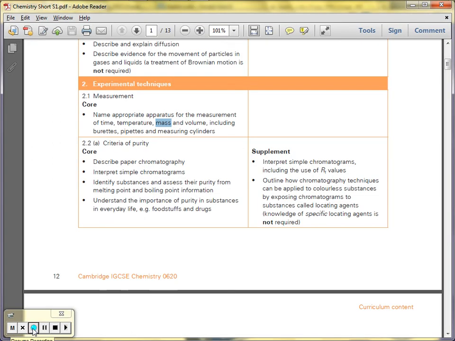Back to the syllabus. Can I name appropriate apparatus for the measurement of time, temperature, mass, volume, including burette, pipette? Yes, I can do all that. 2.1, done and done. Hopefully this one's under 6 minutes. Nailed it.